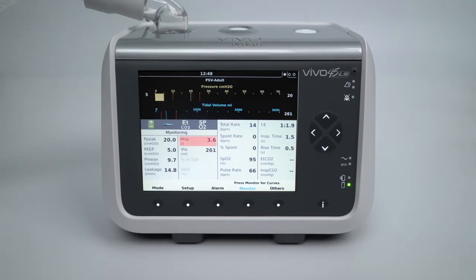When a single limb passive circuit is connected and being used, the second column will start with exhaled minute ventilation and exhaled tidal volume. When a single limb active circuit is connected and being used, these same values will measure inspiratory minute ventilation and inspiratory tidal volume respectively.